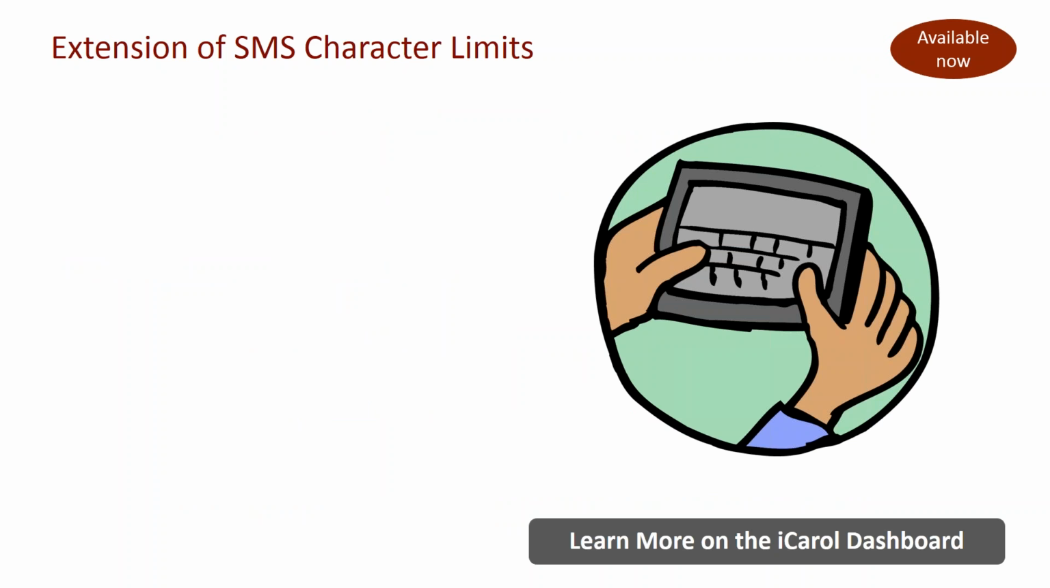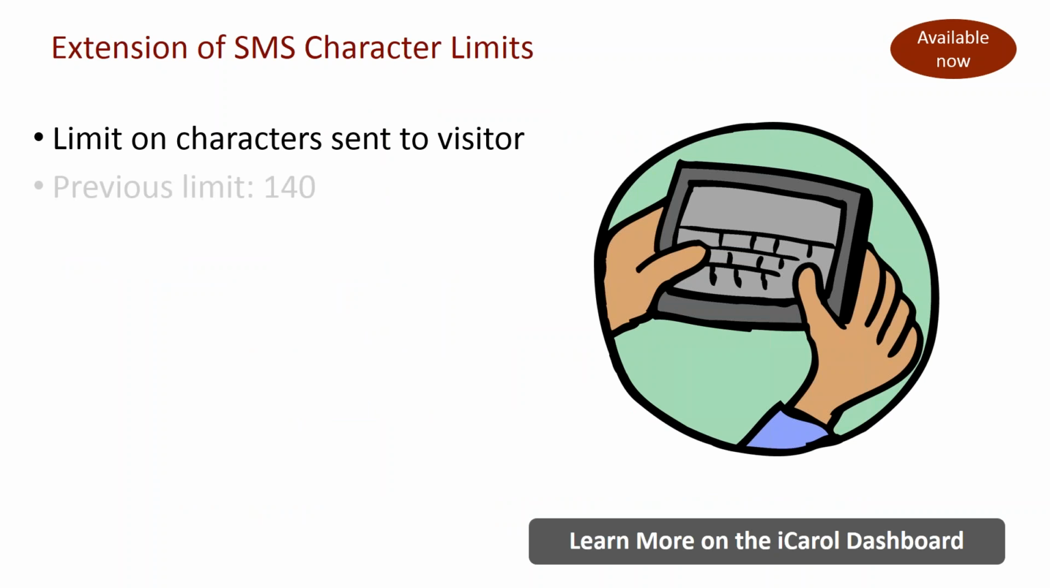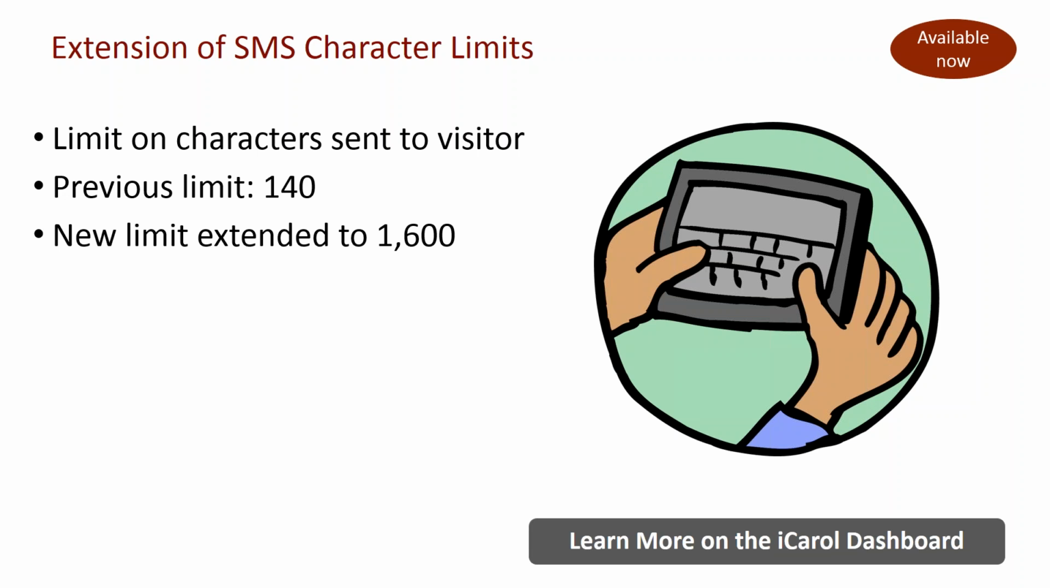So we'll start by talking about the SMS limits, the character limits that we've extended. When sending text messages, there is actually a limit on how many characters can be sent through at once. The previous limit before this enhancement was 140, and in iCarol, as you were typing to your SMS visitor, there was actually a point where you had to stop typing or couldn't send any more than that. And admittedly, that chops up your stream of thought and stream of conversation a little bit. So we found a way to extend this limit by over 1,000%. Now it's at 1,600 characters at once.